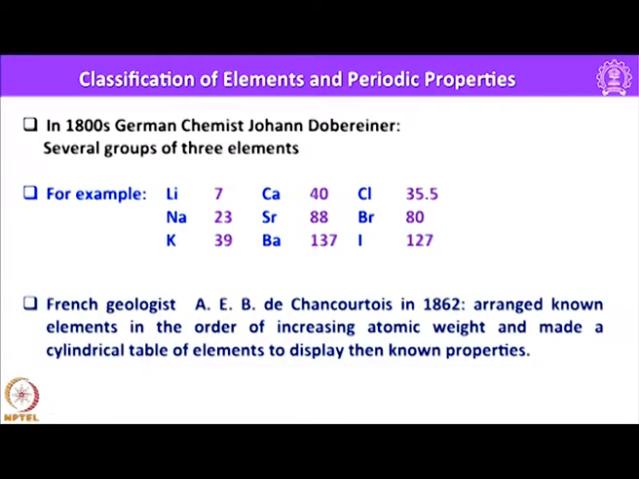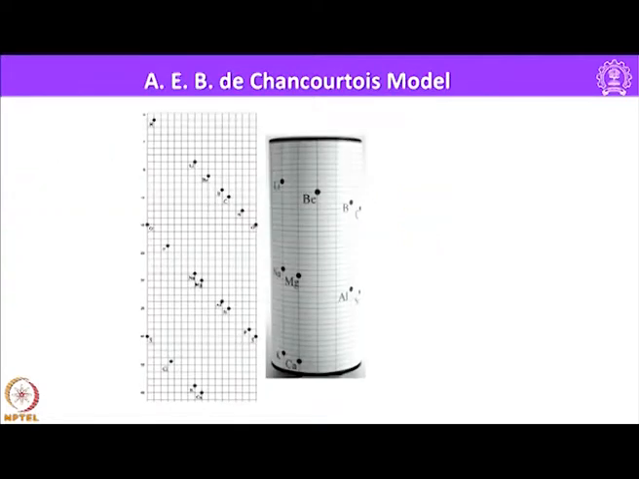So, another French geologist in 1862, D. Cronquartals, arranged known elements in the order of increasing atomic weight, and he made a cylindrical table of elements to display the known properties, and that I have shown here. This is supposed to be the first chart, called D. Cronquartals model, to explain the known elements in one order to depict their physical and chemical properties.